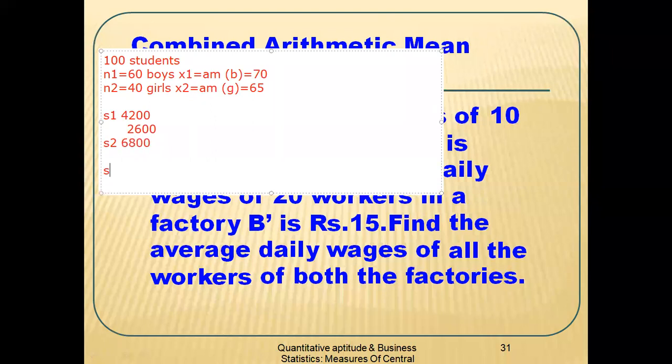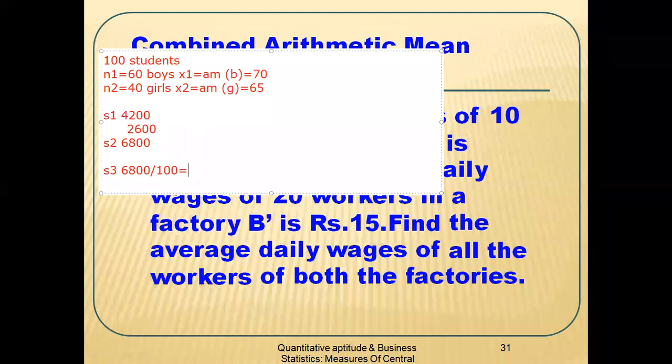And step 3, how to calculate the arithmetic mean? Sum of observations divided by number of observations. The sum of observations is 6,800. So 6,800 divided by the number of observations, which here is now not 60 nor 50. So the total observations is 100. So divide by 100, you will get the number.